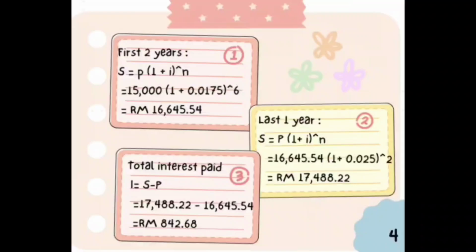The last step is we need to calculate total interest paid. We'll be using the formula I equal to S minus P.